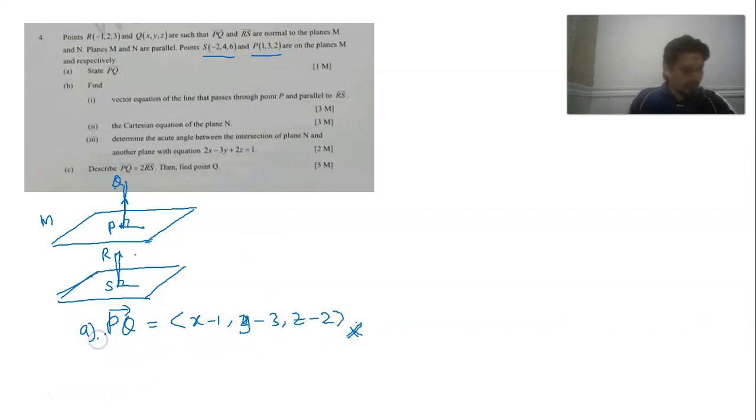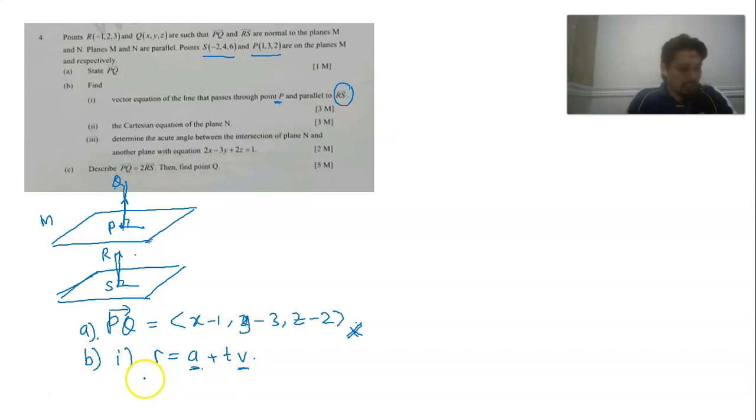for question A. And then find the vector equation of the line passing through point P and parallel to RS. Okay, for question B1, find the vector equation of the line, a line that passes through the point P and is parallel to RS. As we know, the vector equation of a line is r equals a plus t v. Assume that a is the coordinate of point P, and v is our reference, which we can use the vector RS, and t is the scalar.